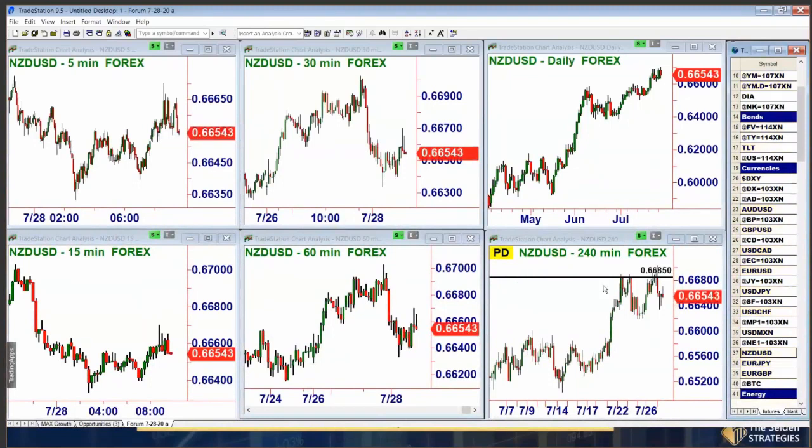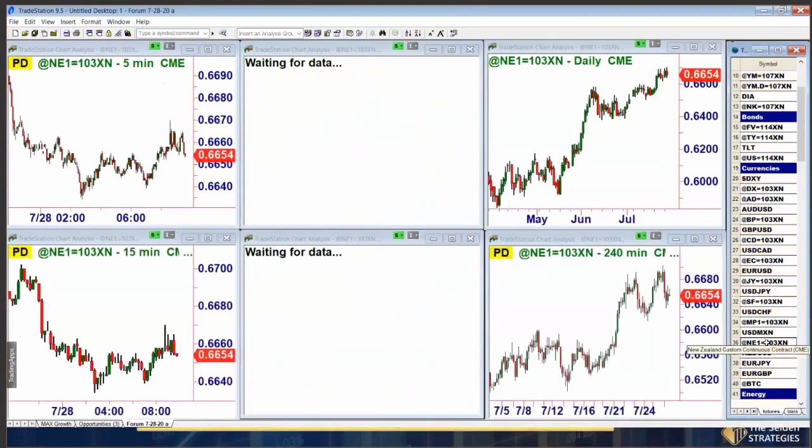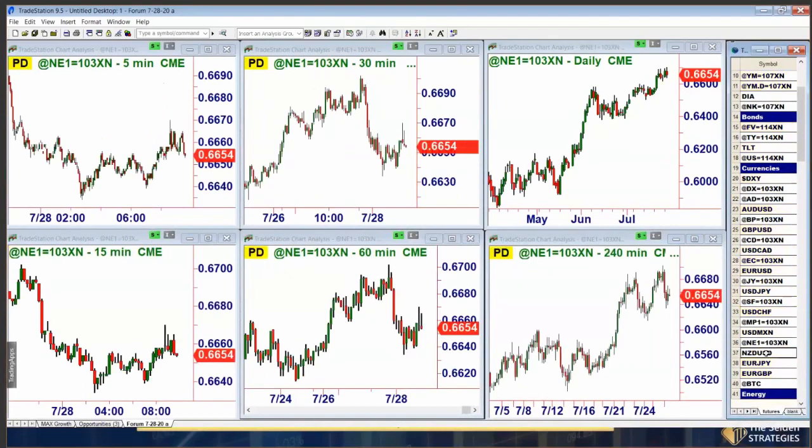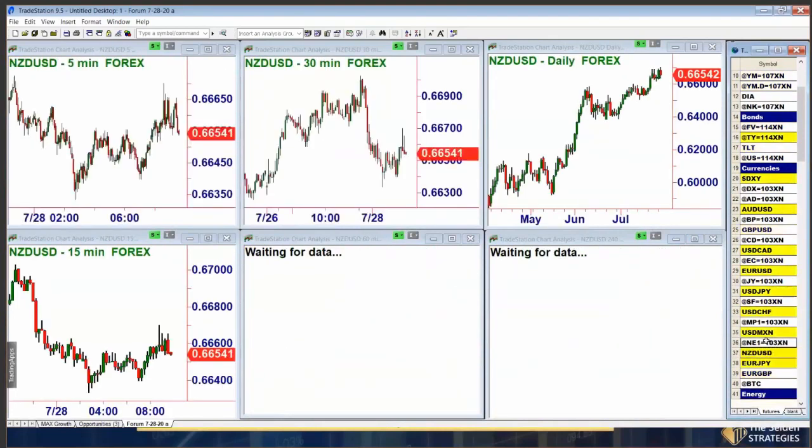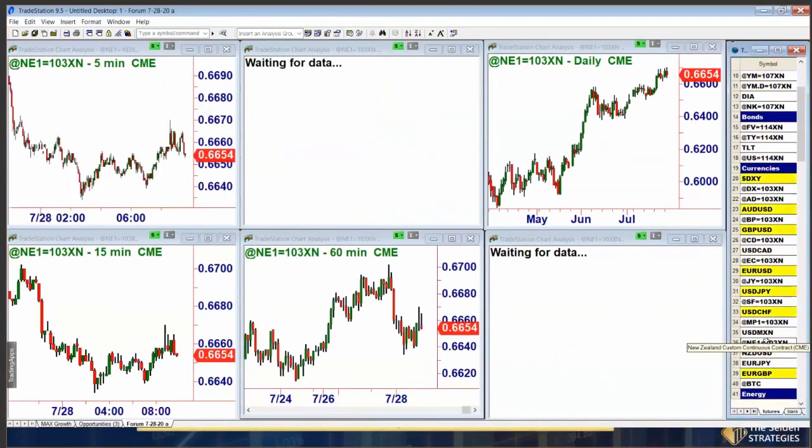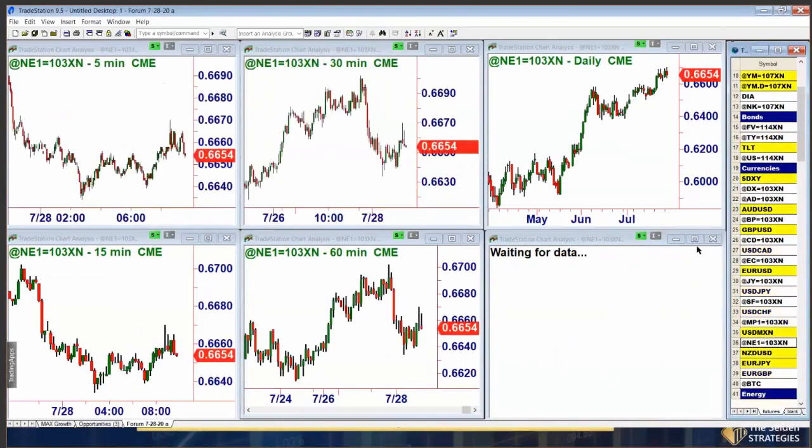All right, New Zealand dollar. Let's have a look. Actually, let's go here. Yeah, and let's start with the 4-hour chart.